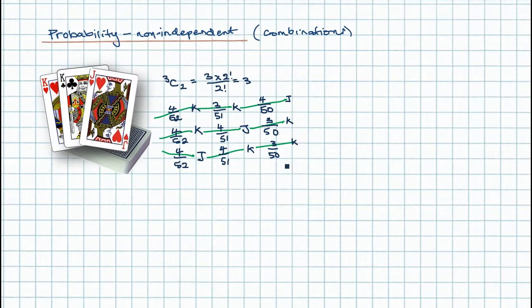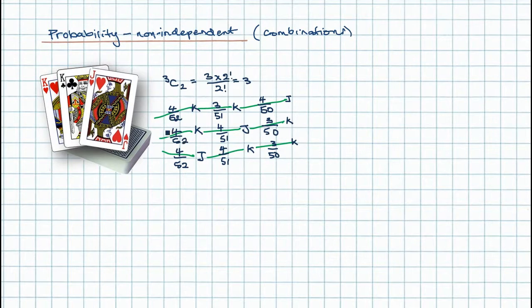Okay, and that's all of them. Now let's have a look at them very carefully. What I can do now is multiply across. So I've got to multiply as I go across my probability tree. So I'm going to multiply the numerators and multiply the denominators. So in this case, it's going to be 4 times 3 times 4. With every branch, it's going to be 52 times 51 times 50.